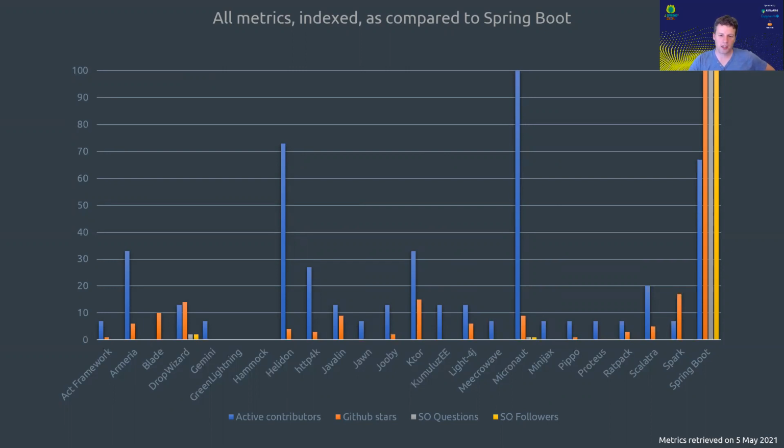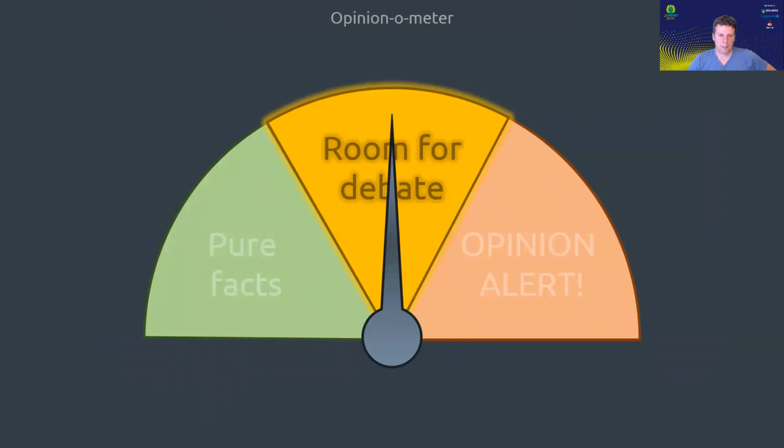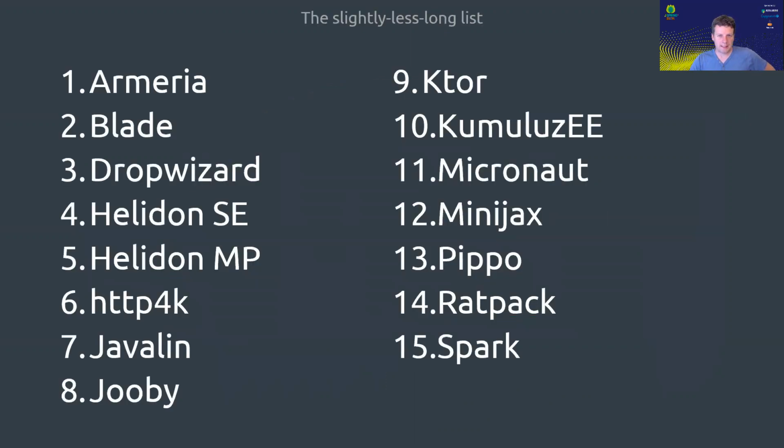It's quite niche. So the upcoming section has some room for debate, a little bit factual, a little bit my opinion. Based on the numbers, I picked these 15 for my slightly less long list. It's still quite long, but 15 is overseeable.